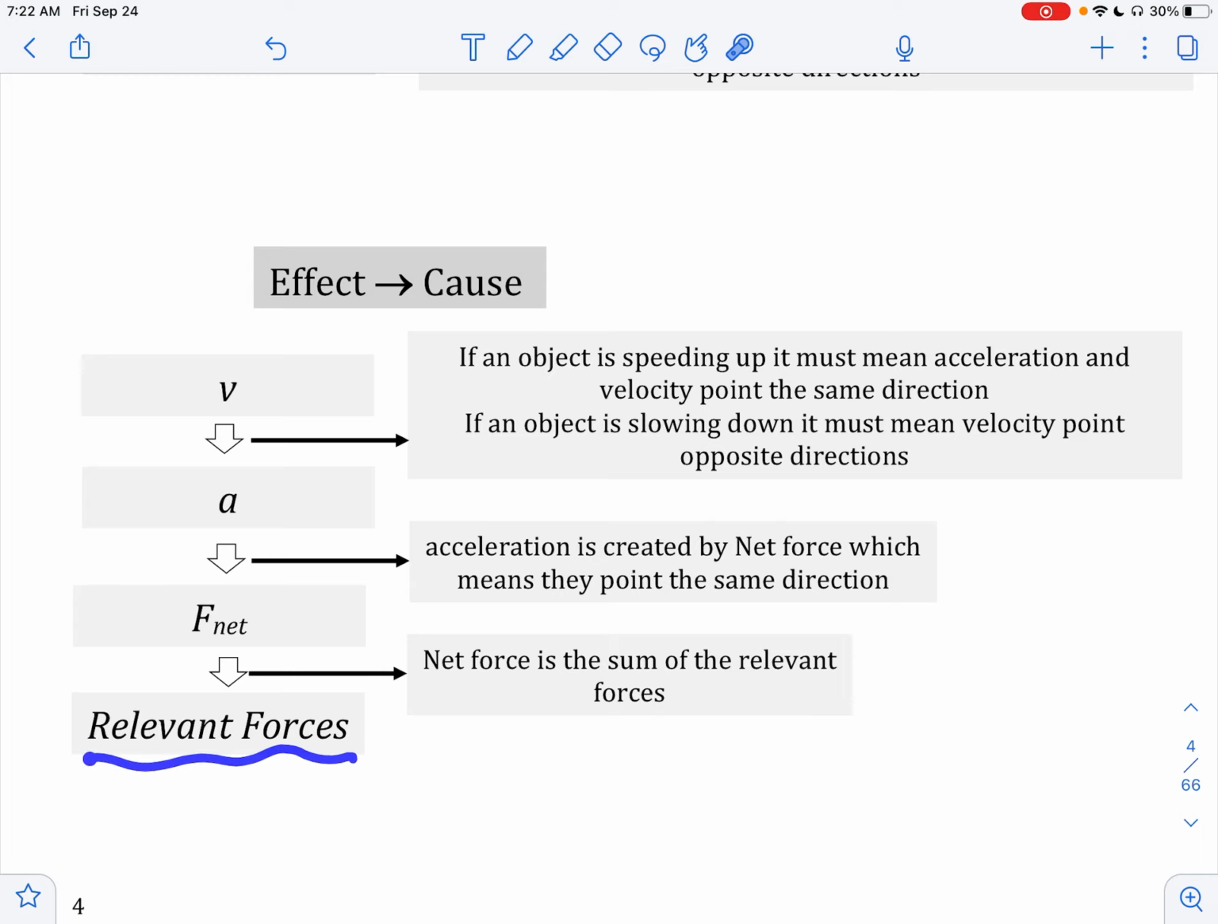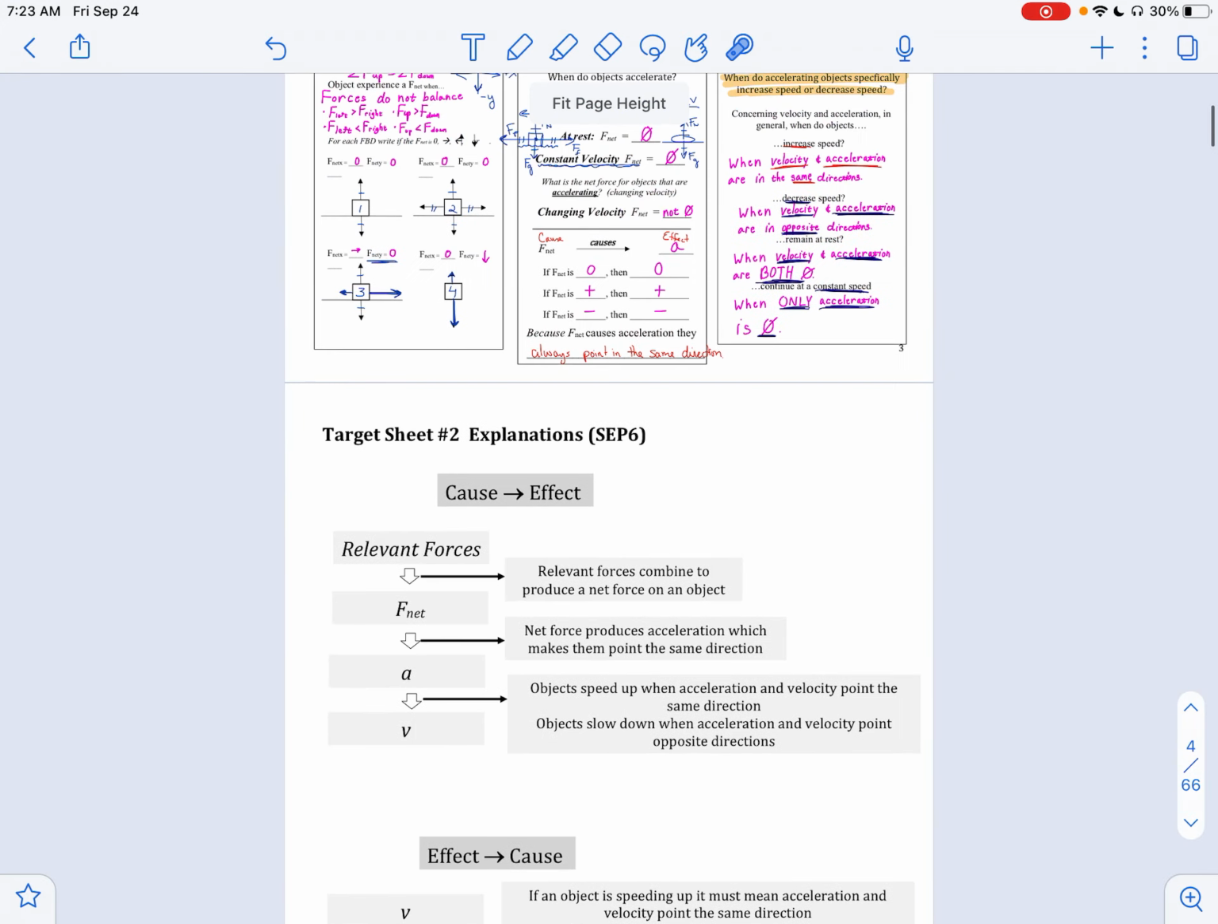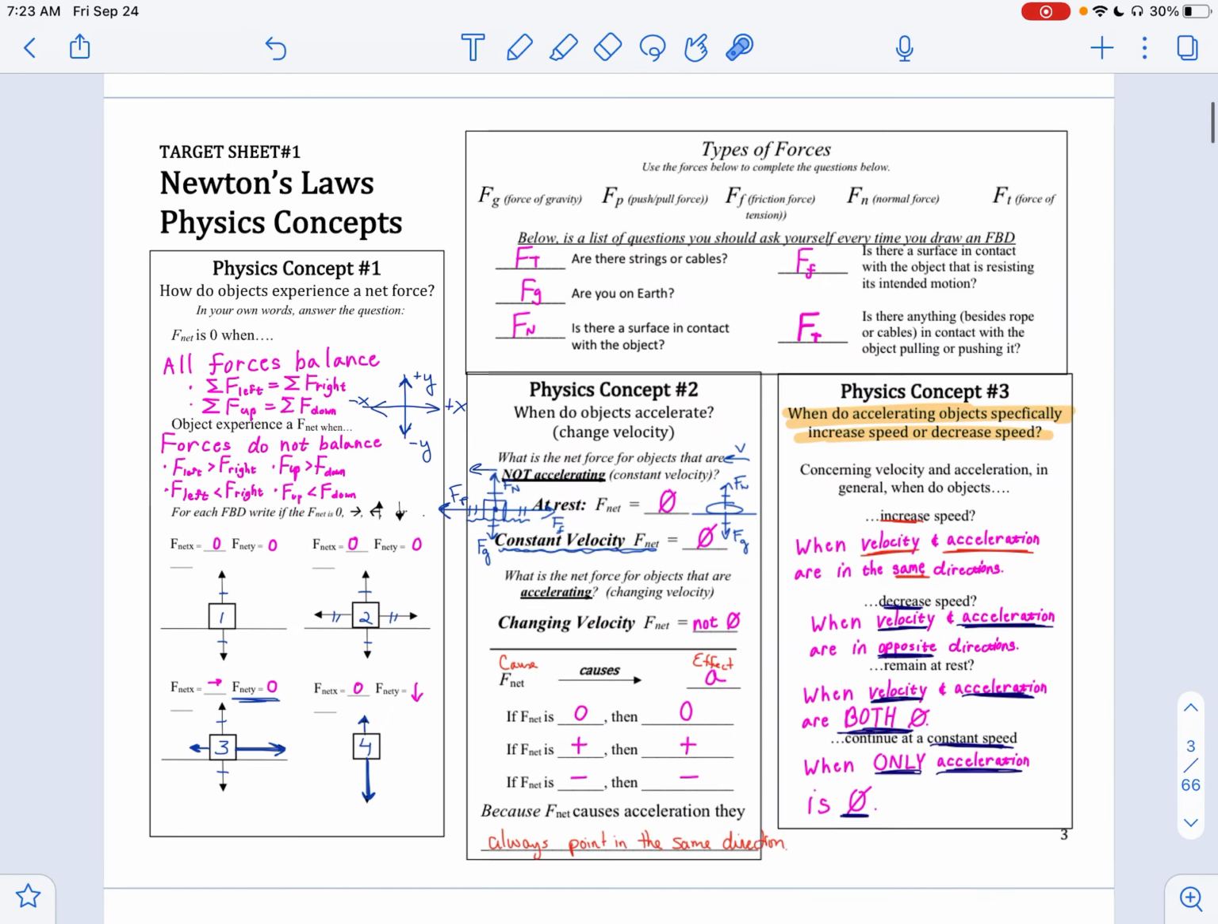The relevant forces are going to be the forces that are parallel to the direction of the motion, or the forces we're asking about. So if we're asking about a horizontal push force, you don't really need to talk about gravity and normal force. If we're pulling up on something with tension, you don't really need to talk about the horizontal forces. All right, so there's the overview for our explanations part of this unit.